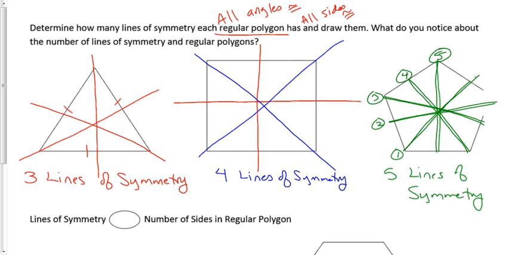So let's look at this. Lines of symmetry blank the number of sides in the regular polygon. So if we look at our triangle, we had 3 sides, and we have 3 lines. If we look at our square, how many sides does that have? Well, it's got 4 sides and 4 lines of symmetry. And in my pentagon, there are also 5 sides and 5 lines of symmetry, which means the lines of symmetry will be equal to the number of sides, and again, only in a regular polygon.